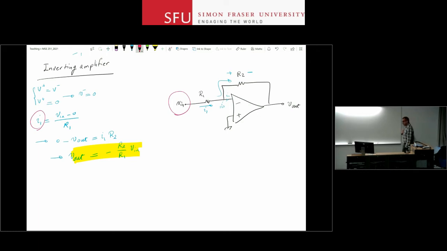I'm going to ask you to figure out what the input resistance of this amplifier is. The output resistance, I'll tell you right away, it is 0. You're looking at the output of the op-amp. But what is the input resistance of this whole amplifier? If I look at this entire box as one amplifier, what is the input resistance there?